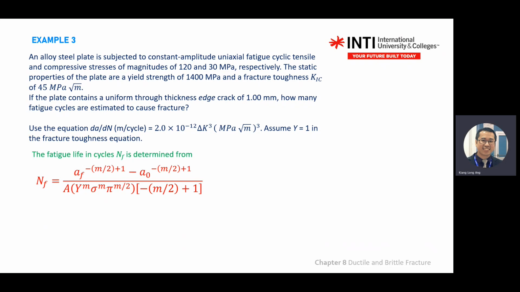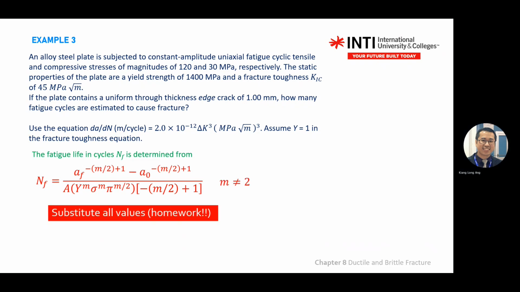Then once you use this calculation, there's a long derivation that you arrive at. You substitute all the values there. You get the failure cycle will be 2.7 something, 2.8, times 10 power 6 cycles. This is a million cycles. So it will take a lot of time.